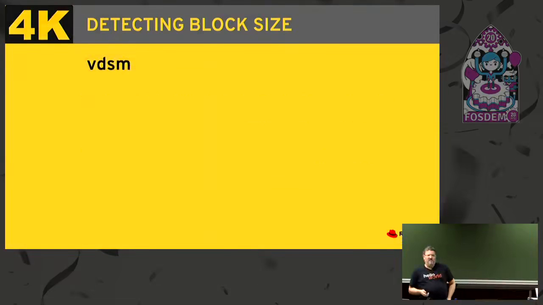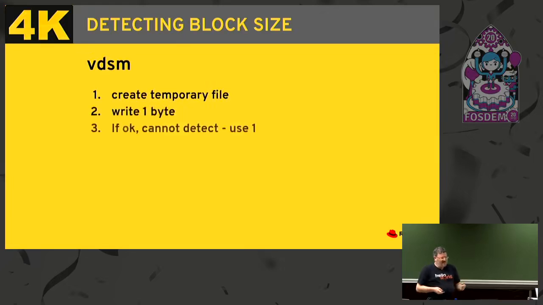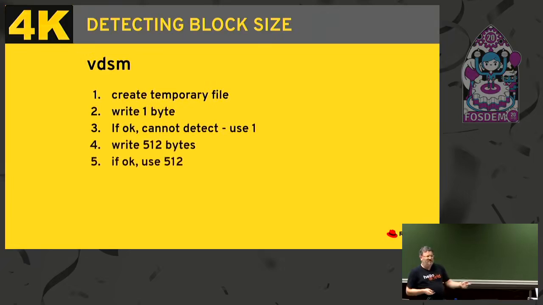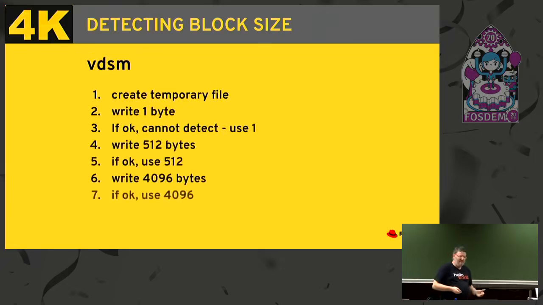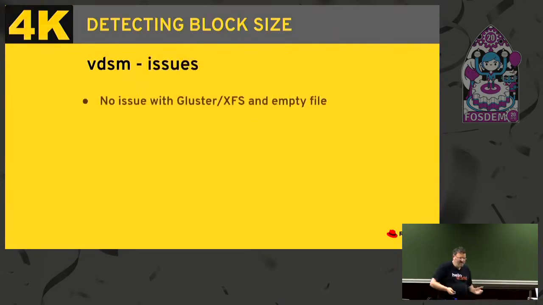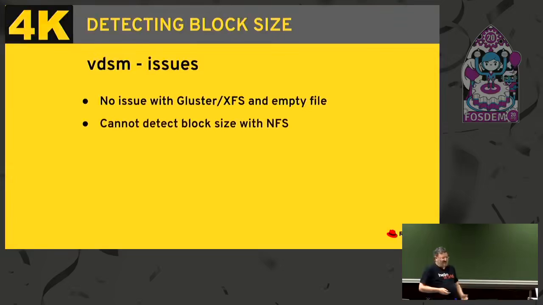And how do we do the same in VDSM, or more precisely, in ioprocess, a helper process used by VDSM. We create a temporary file, and then we do the same flow, like writing 1 byte, writing more bytes, until we find the value. With this, we don't have any issues. We can detect any value, even with Gluster. So no issues with Gluster. Of course, with NFS, we detect the same value of 1 byte, and we fall back to a set value.